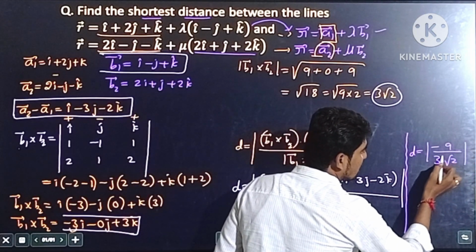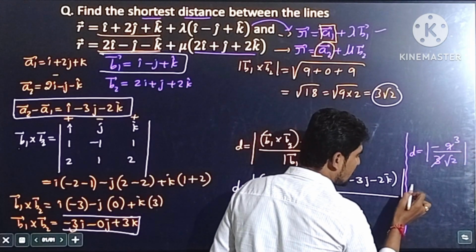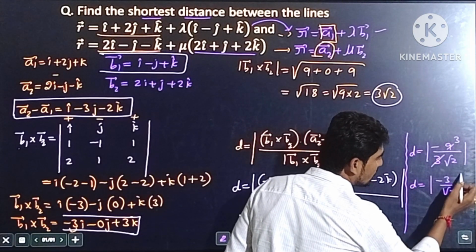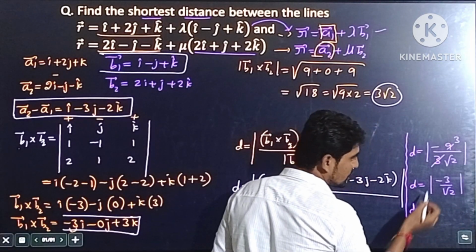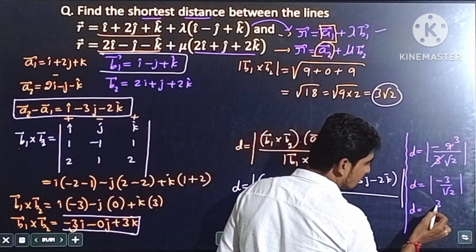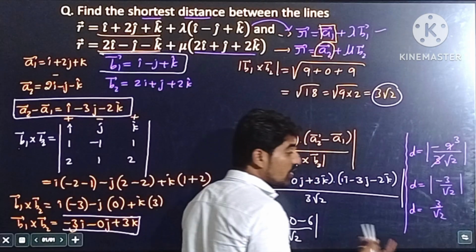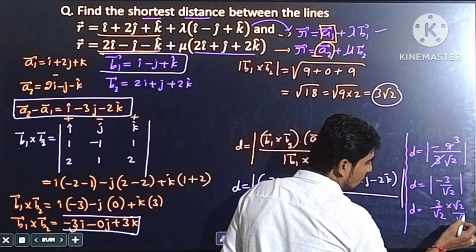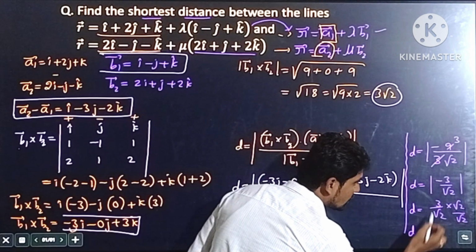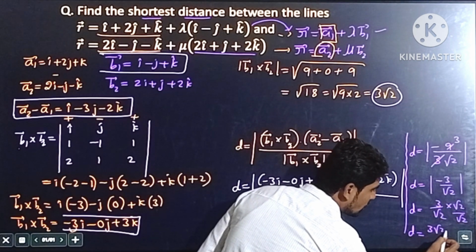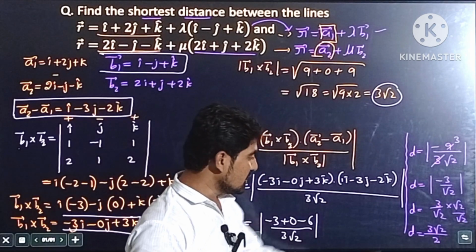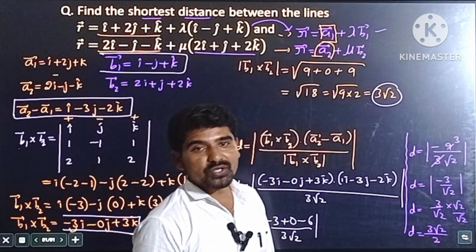Here we can cancel the 3s. So d is equal to the modulus of minus 3 divided by root 2, and distance is always positive, so the modulus of minus 3 is plus 3. So 3 divided by root 2, or you can rationalize here. For rationalizing, divide and multiply by root 2. Therefore d equals 3 into root 2 divided by root 2 into root 2, which is 2. Hence the required distance is 3 root 2 divided by 2 units.